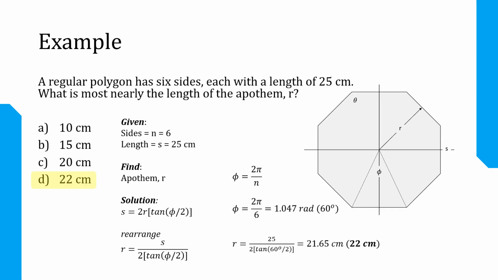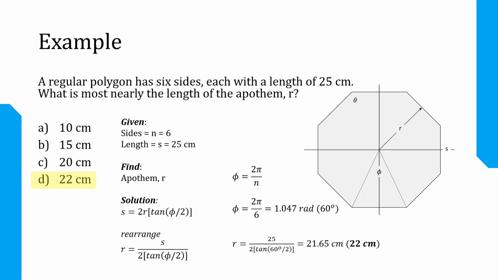To finish it up, let's go over a quick example problem for these regular polygons, and it has 6 sides, each with a length of 25 centimeters, and we're asked to find what is the length of the apothem r. So we know what the r variable will be. So let's start with determining what we are given. We're given the n value to be 6 and the s value to be 25, and we're asked to find r.